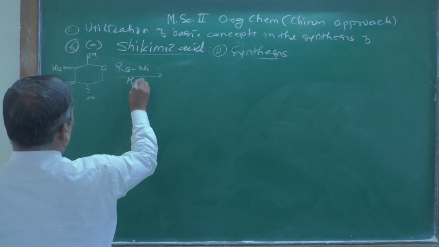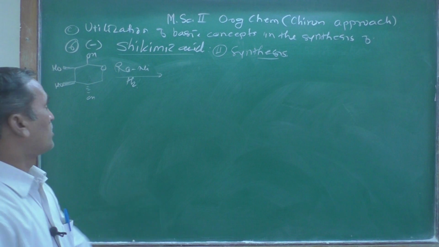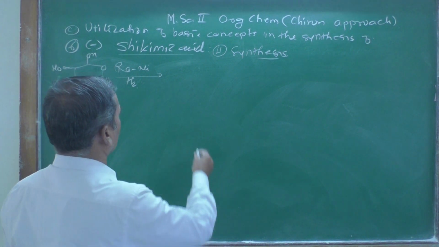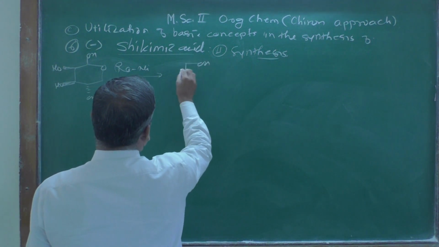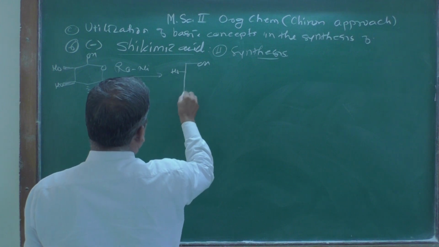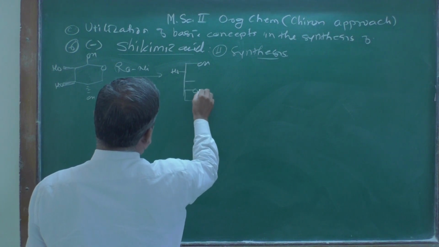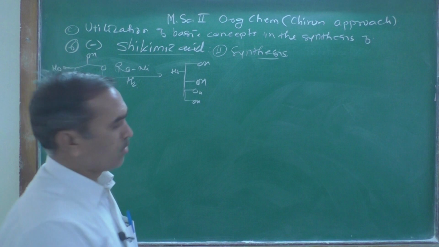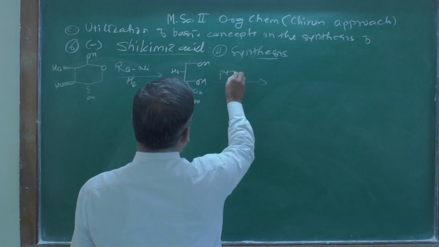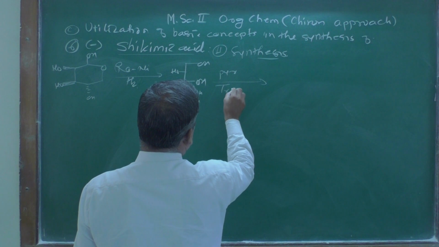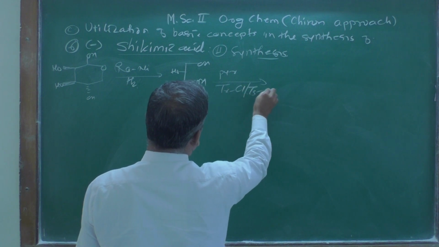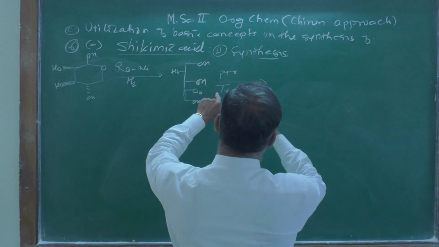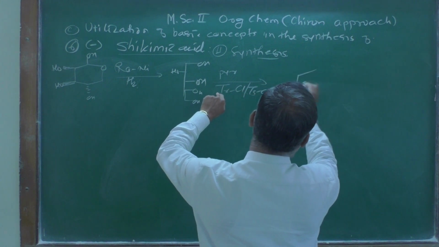Raney nickel, with H2, is a reducing reagent. What will it do? It will reduce this group, and we are going to get the product here, with the OH hydroxy group on this side, and here 3 hydroxy groups on the right hand side. So this type of compound we are getting, and now this is further treated with pyridine in presence of TrCl, or we can use TsCl, tosyl chloride, anything we can use. And if you use it, what do you get? You are going to get the product.